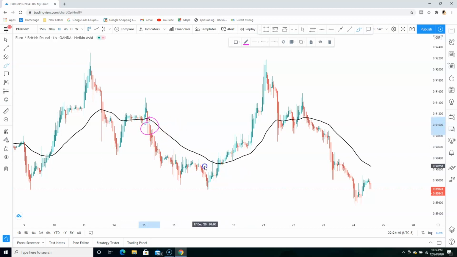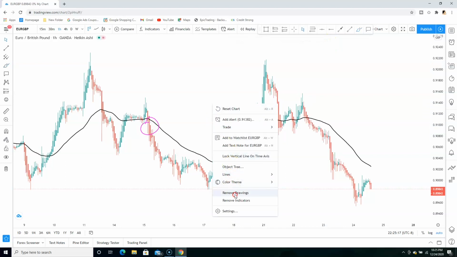And when price is above the 50 EMA, you're looking for buying opportunities. You're not looking to sell when price is above the 50 EMA, you're looking to buy. And that's what happened right here. I'm going to just mark it out for you. So you're looking for buying opportunities when price is above the 50 EMA. Basically that's how you use the 50 EMA. Let me go ahead and delete that.